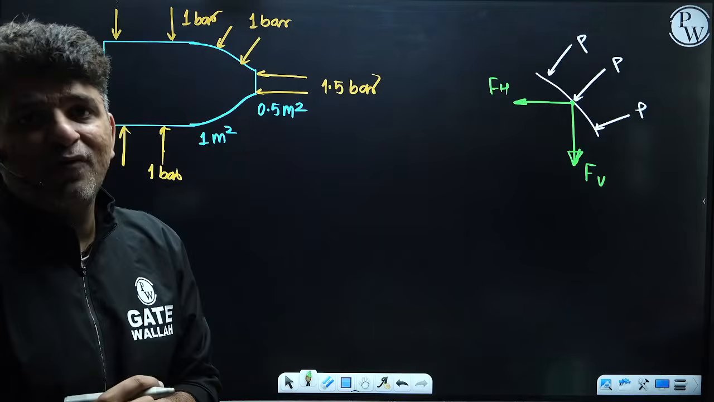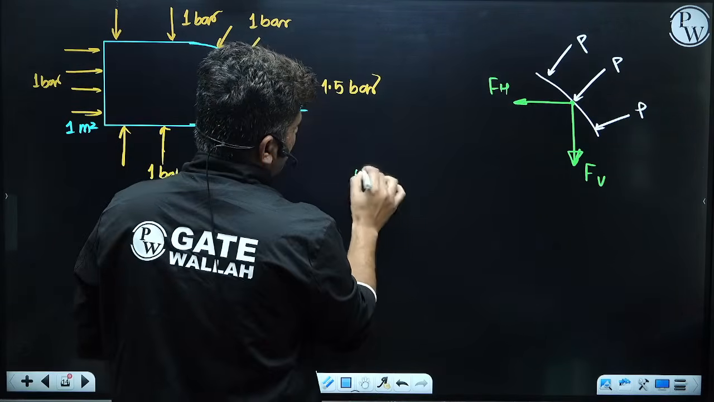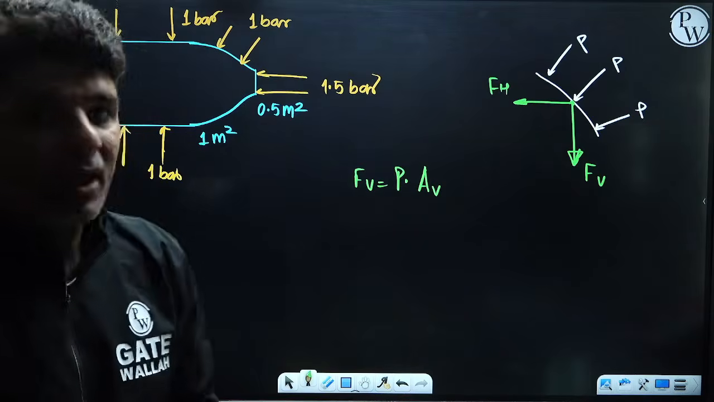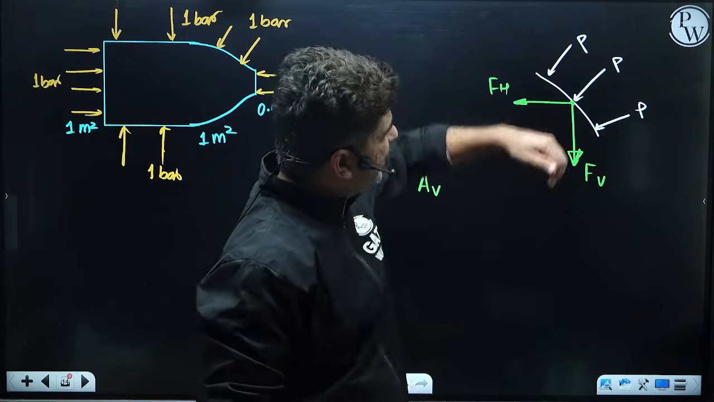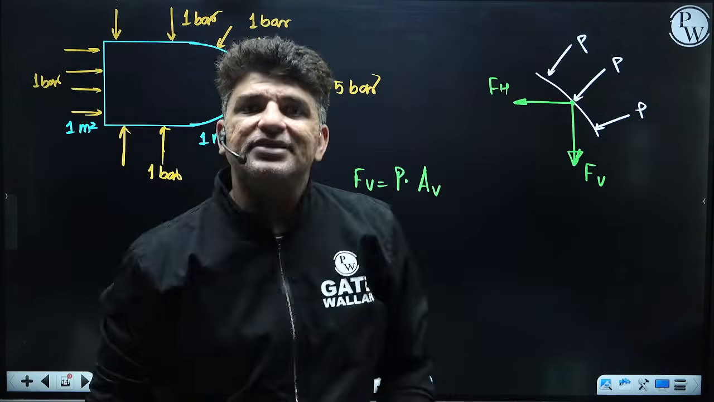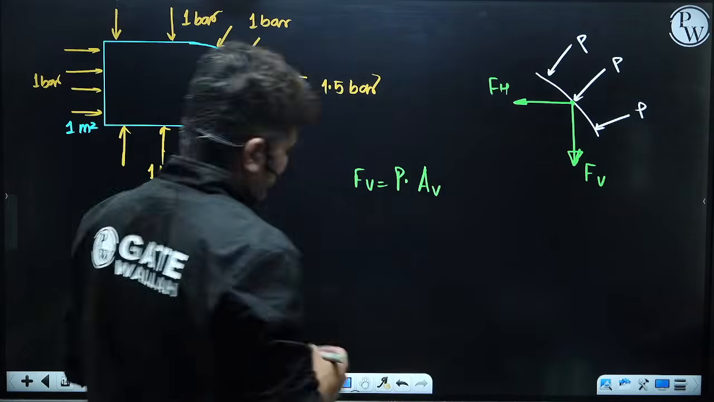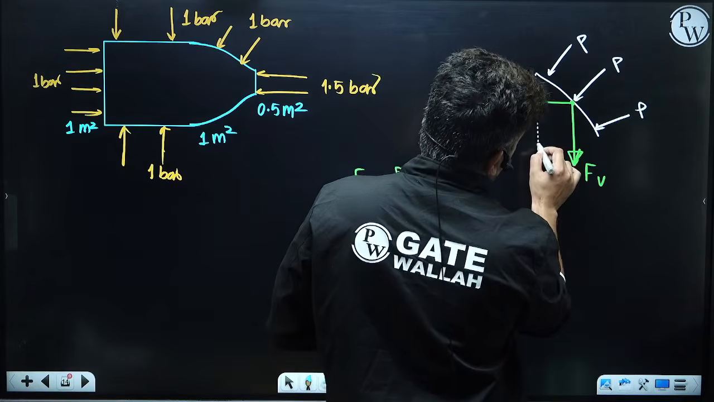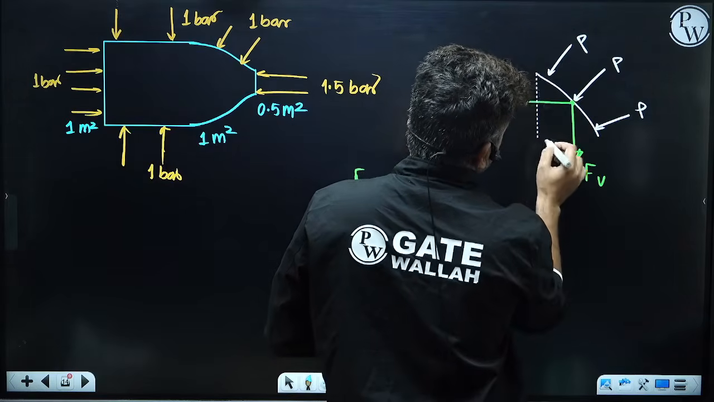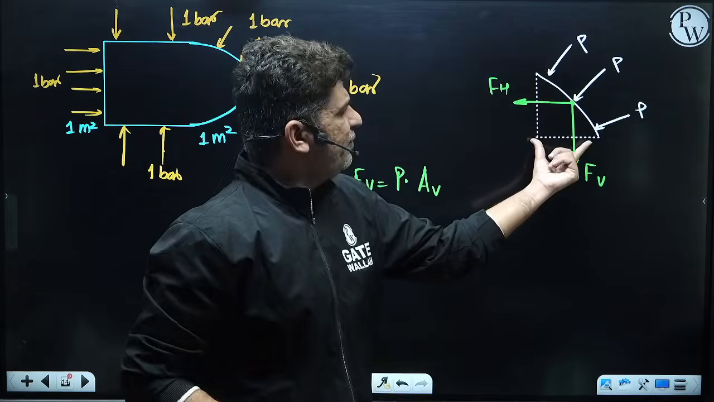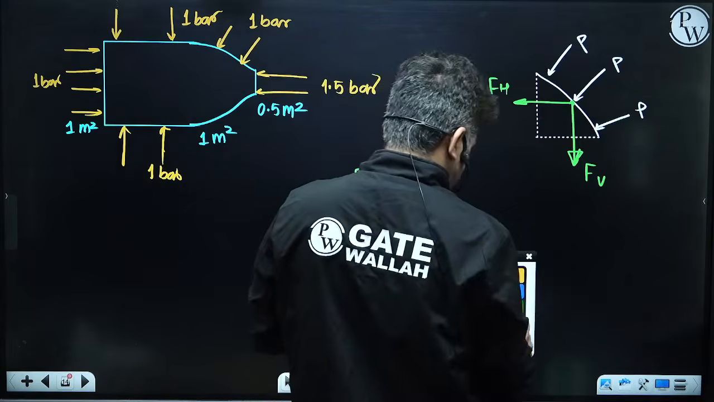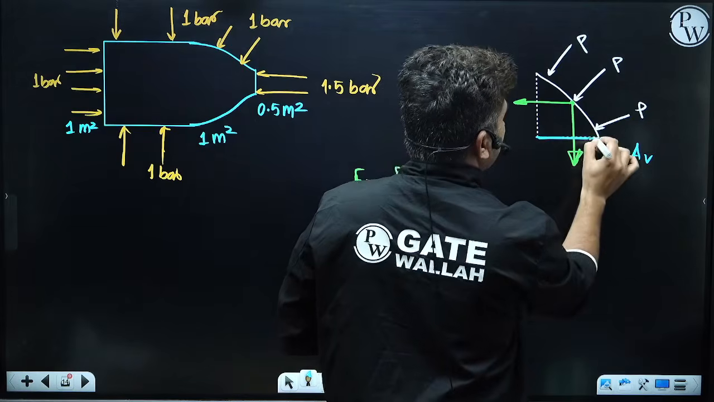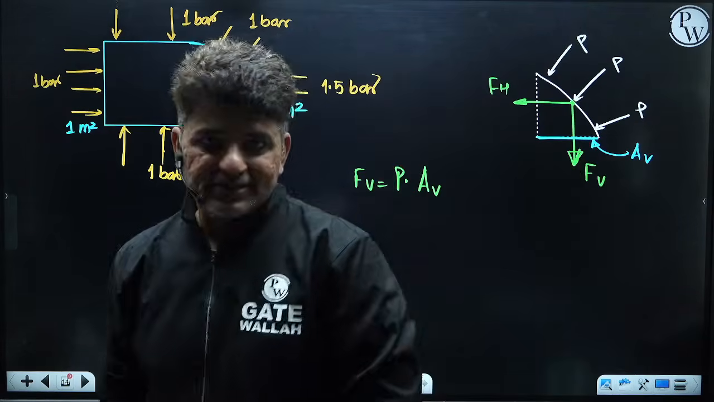What will be the values of force vertical and force horizontal? The value of force vertical will be equal to pressure multiplied by projected area in the vertical direction. Now, what do you mean by projected area in the vertical direction? It is the shadow of this area in the direction of the force. If you see the shadow of this area on the horizontal axis, it would be like this. So this is the projected area, A vertical. This blue area is the vertical area, the projection of this area on the horizontal surface.